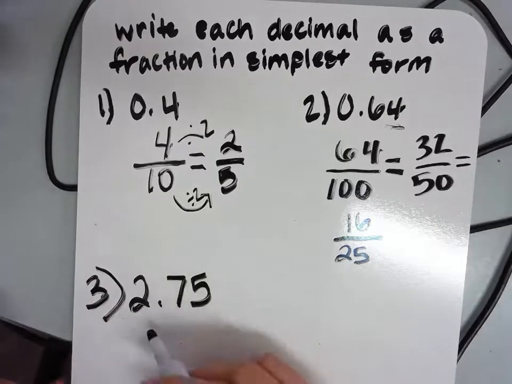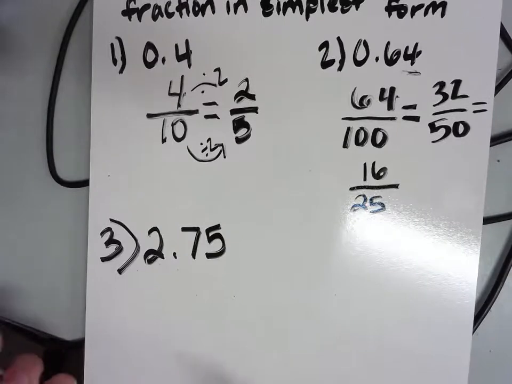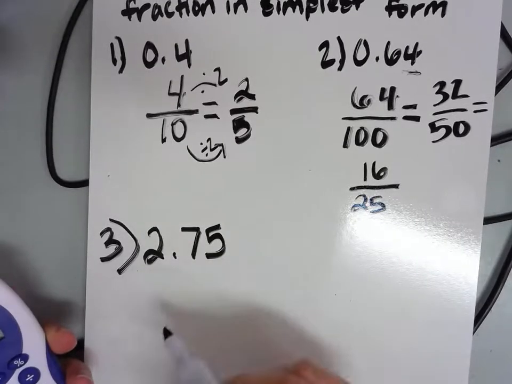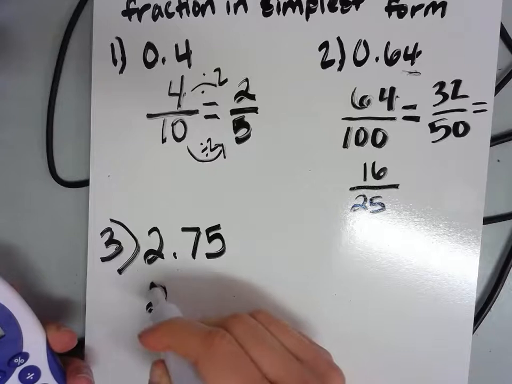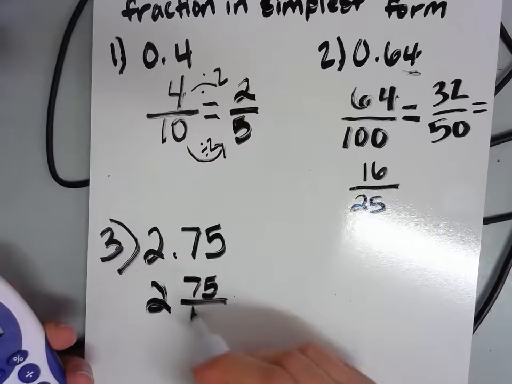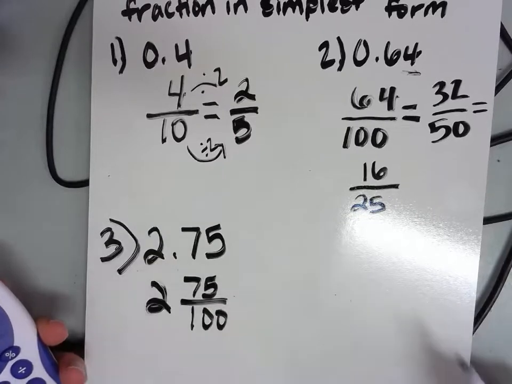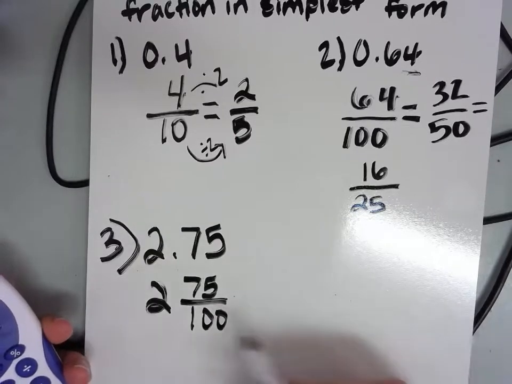For this one, I have 2 and 75 hundredths. So I'm going to write this one just like it sounds. 2, it's a whole number, and 75 hundredths. Now this is a mixed number because I do have a 2 here. Now this is 75 100ths.